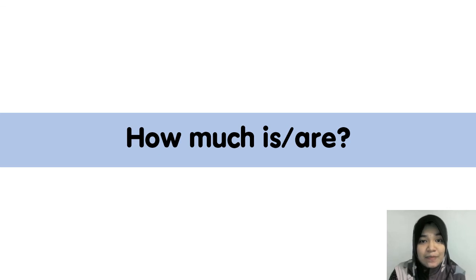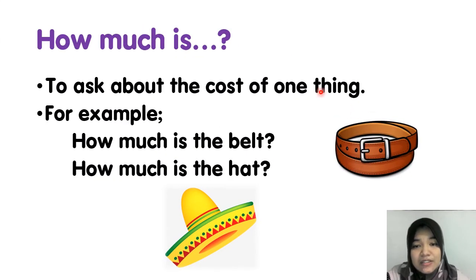Alright, class. So next part, we are going to identify and recognize these two phrases, which are how much is and how much are. Okay? Alright class, if you still remember, how much is, we use how much is in order to ask about the cost of one thing. Means that we want to ask about something that is singular. Benda yang satu je. Alright? For example, how much is the belt? How much is the hat? Okay? So you can see that you can count back as one. Belt as one and hat as one.